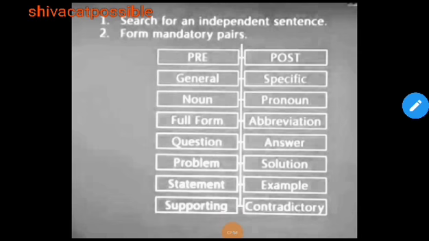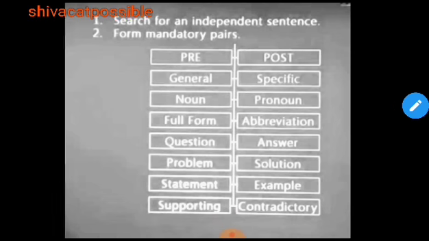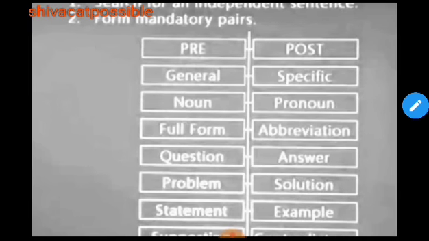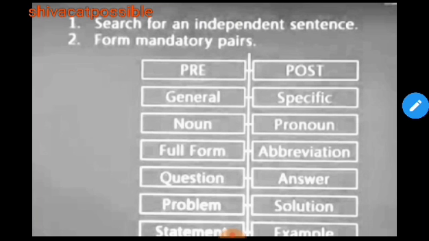You have to search for an independent sentence. This is the first step. If you want to solve para jumble questions, you have to first search for an independent sentence where we can start, or where the start of the paragraph can be made.